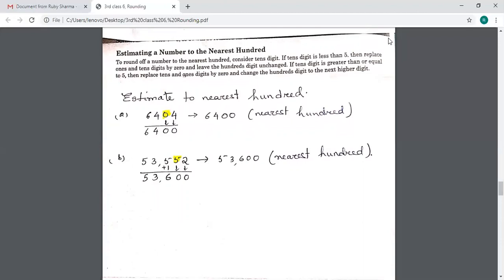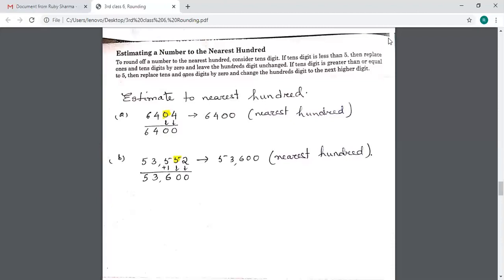So if the 10th digit is 0, 1, 2, 3, or 4, we bring the 100th digit as it is, on whatever digits before that. But in case the 10th digit is greater than or equal to 5, that is 5, 6, 7, 8, or 9, then we add 1 to the 100th digit. So 6,404 will be 6,400 to the nearest 100.